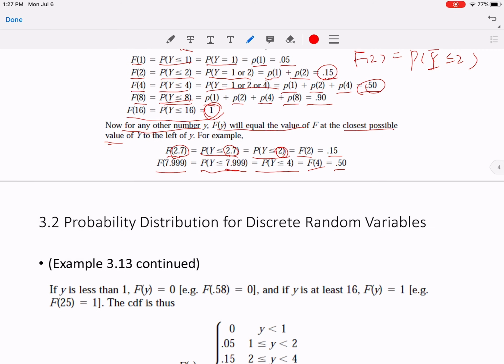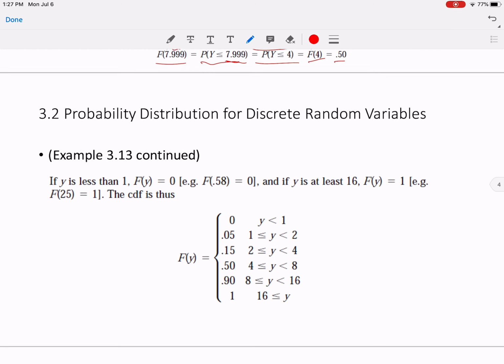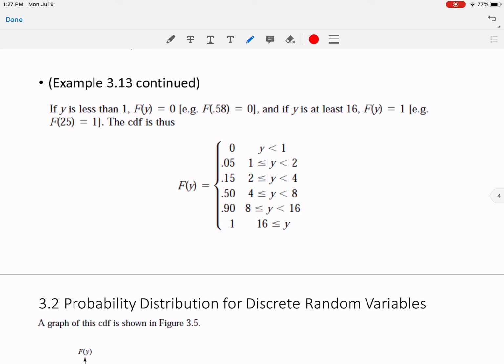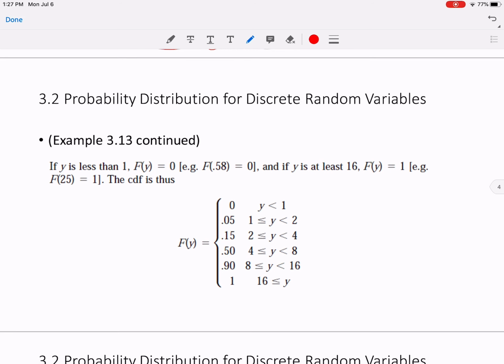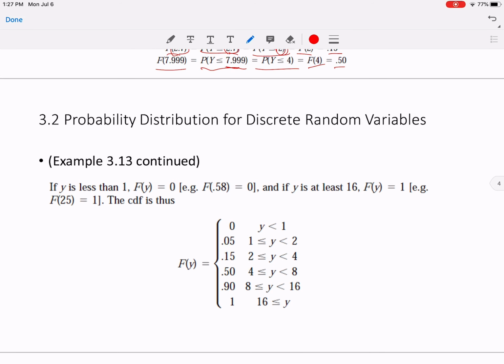And then let's take a look at the next example. Oh, it's not a next example. Actually, this part is continued. It is a continued example, 3.13.